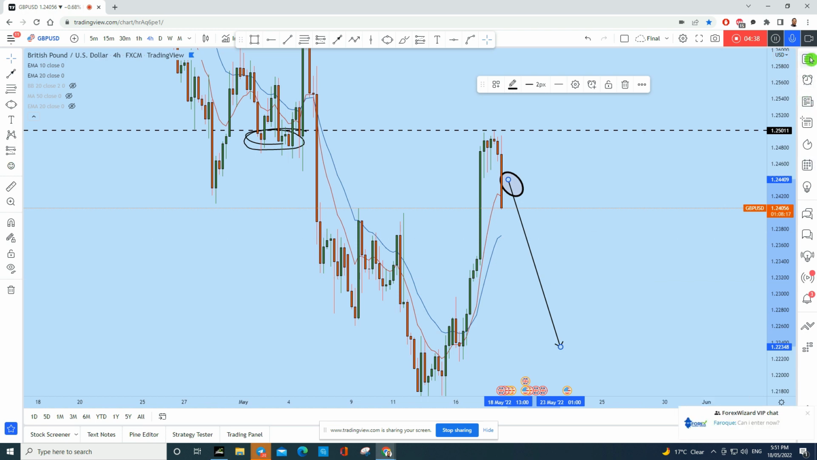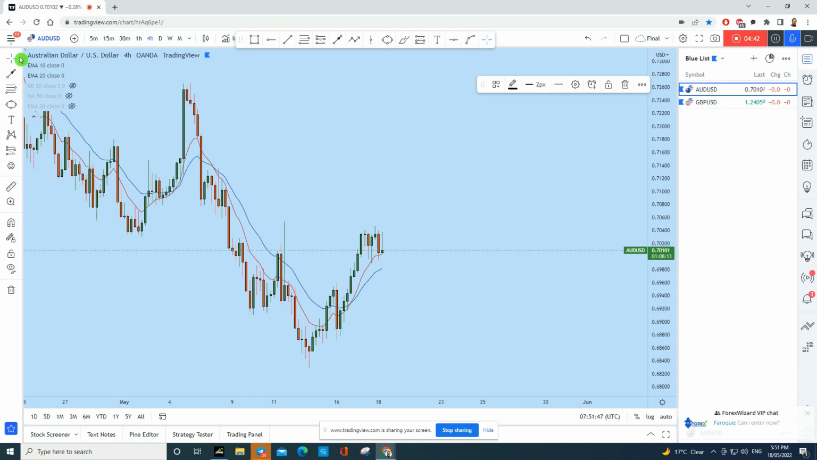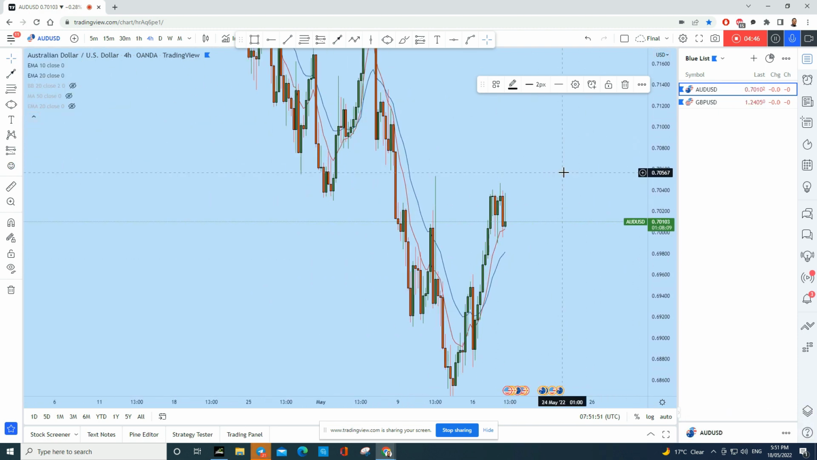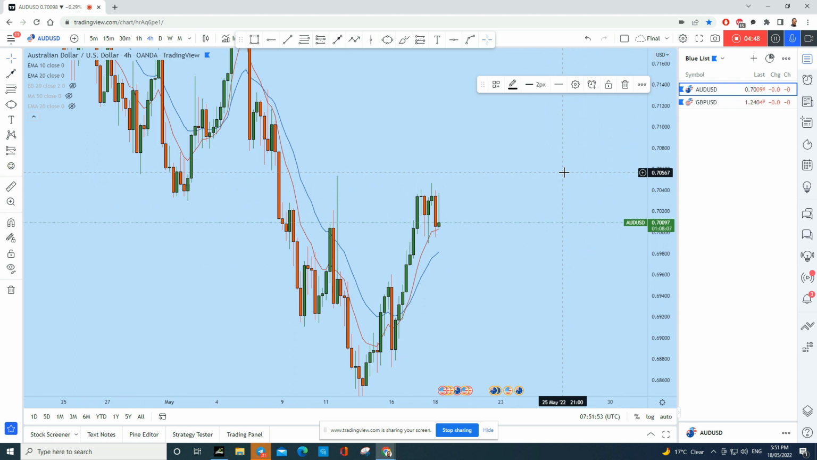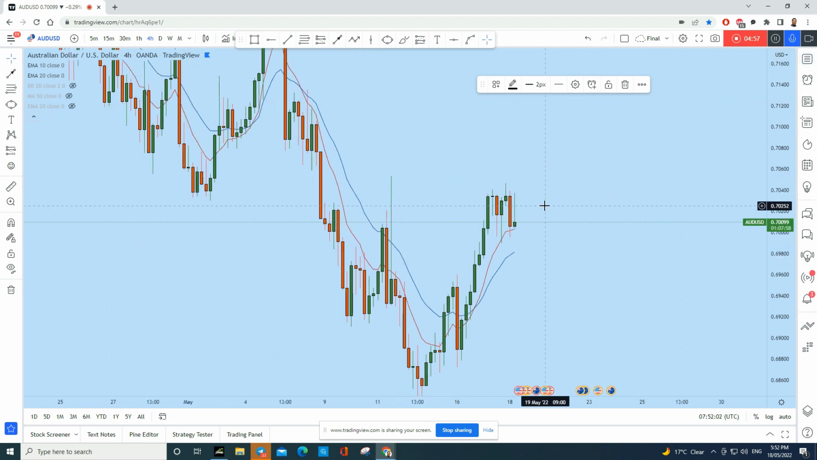Now, let's go to the Aussie dollar, how it is doing. Now, as you can see, GBPUSD and Aussie dollar have kind of similar price action, but it looks like the Aussie dollar is also trying to push down. This is the 4-hour time frame. Let's do a quick multi time frame analysis, and then we'll come back to this time frame to see how we can trade.